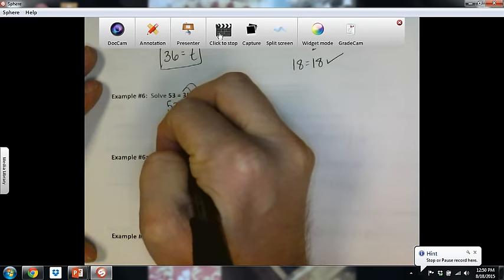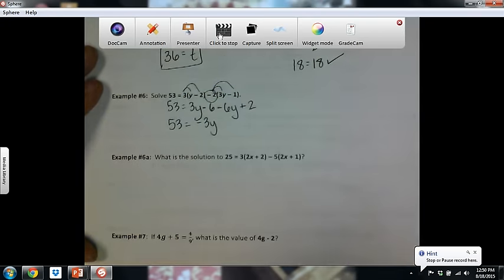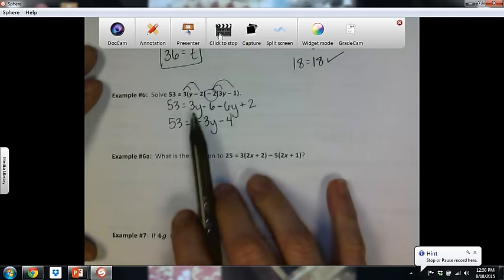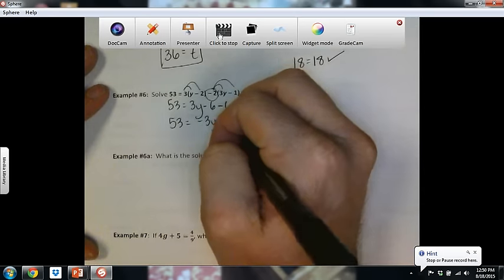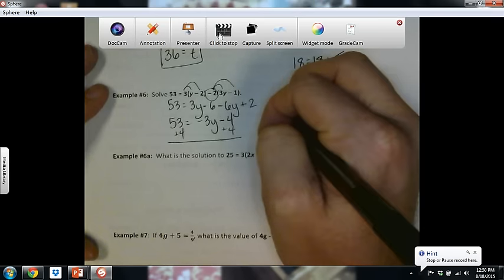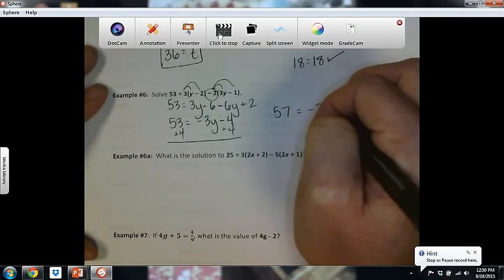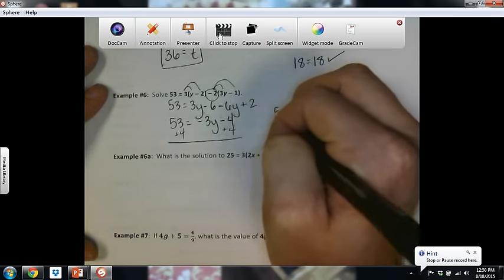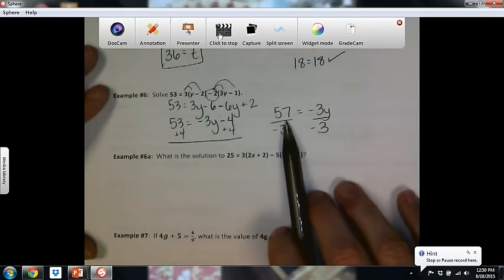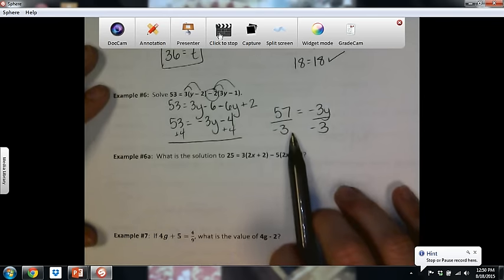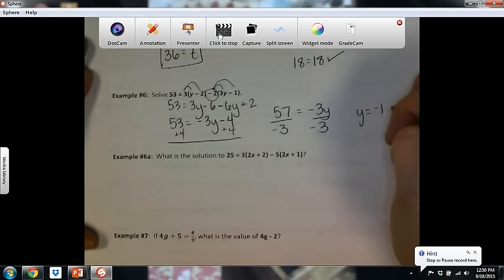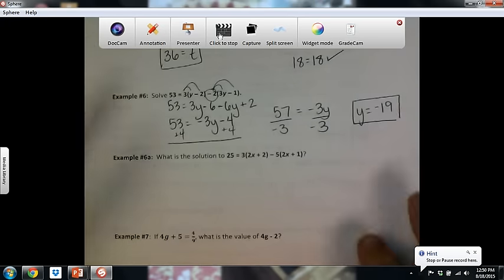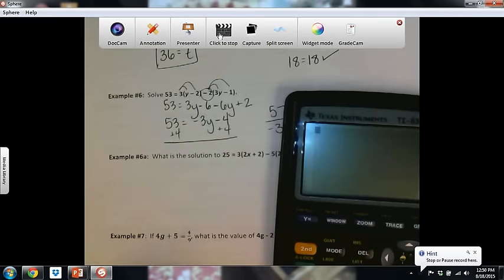I get 53 equals negative 3y minus 4. 3y minus 6y is negative 3y. Negative 6 plus 2 is negative 4. So I'll add 4 to both sides. I get 57 equals negative 3y. Divide both sides by negative 3. If I'm doing this mentally, 60 divided by 3 would have been 20. This is one less than that. So y equals negative 19 is going to be my answer. You're welcome to use a calculator for that as well. I could have done 57 divided by negative 3 in the calculator to get that same answer.